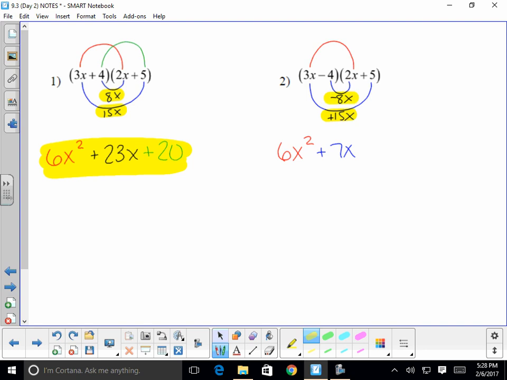So I got 15x and negative 8x. Combining those in my head, I get positive 7x. And then last will be negative 4 times positive 5, which is negative 20. So our final answer is a trinomial, 6x squared plus 7x minus 20.